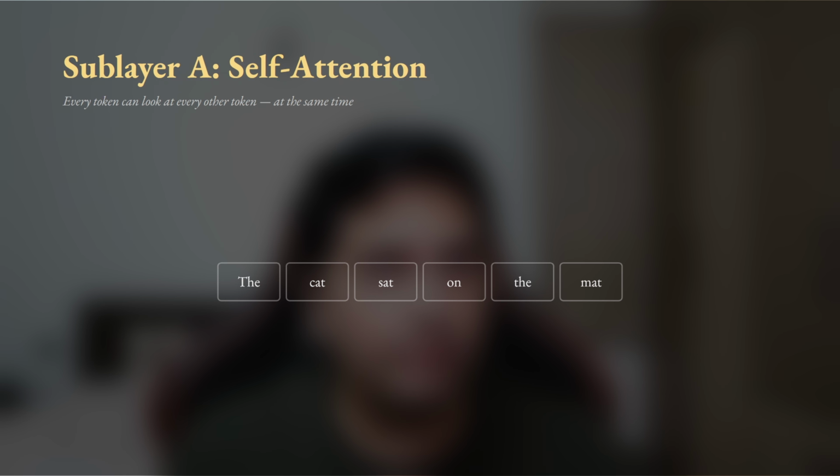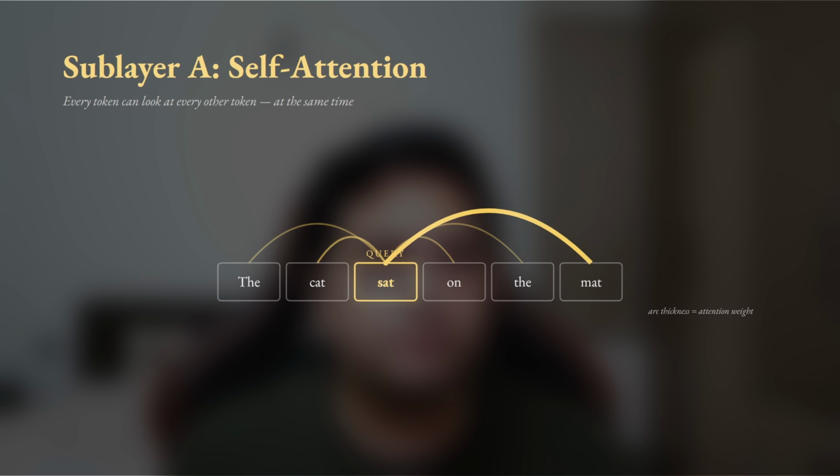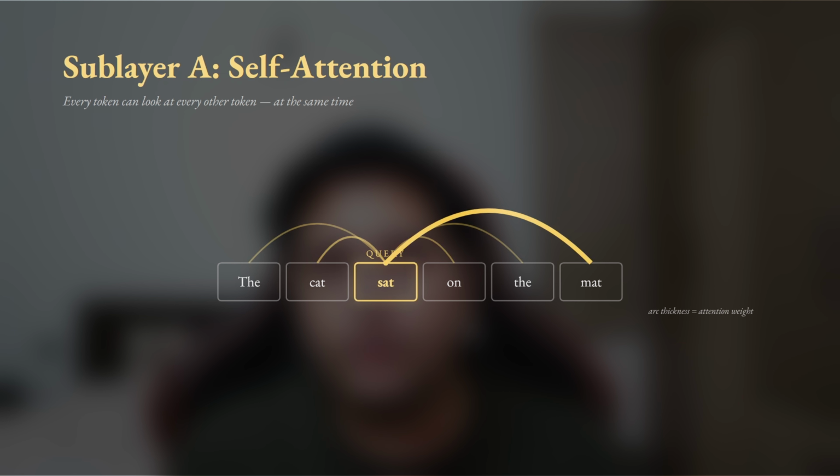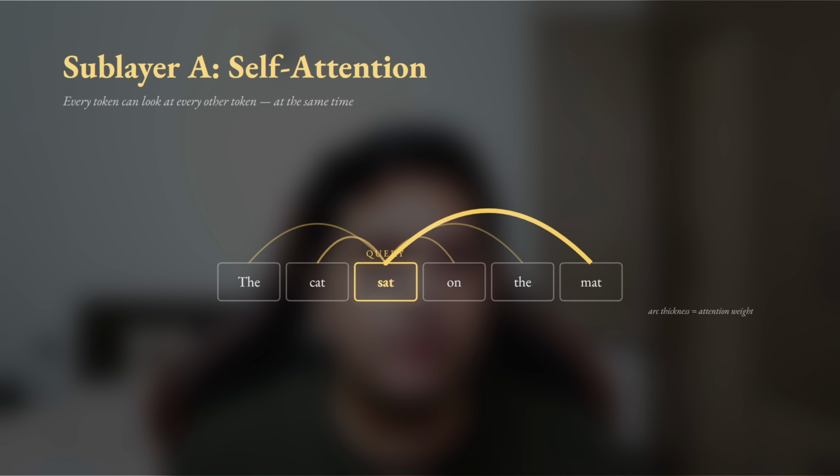At this moment in the encoder layer, self-attention is about to run. Every one of these 6 tokens will be transformed, and during that transformation, each token is allowed to look at every other token in the sentence simultaneously. Watch the arc draw out from SAT, which is now highlighted in gold and labeled query. Self-attention works by treating one token as query, the token asking the question, and computing how much attention it should pay to every other token.